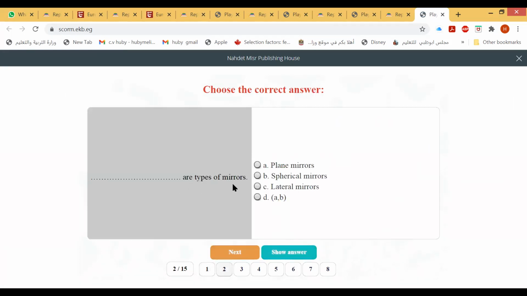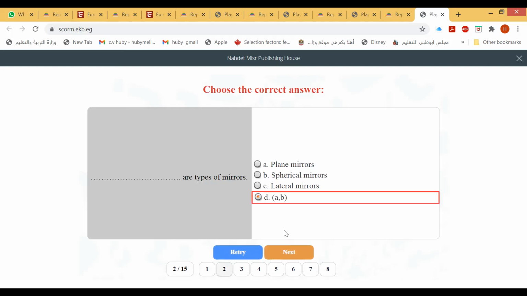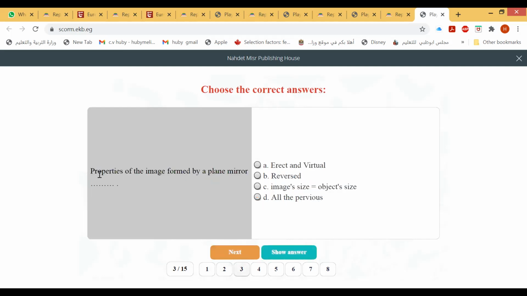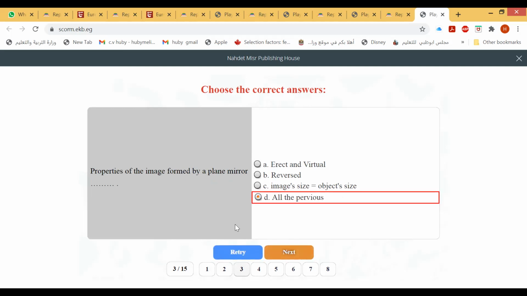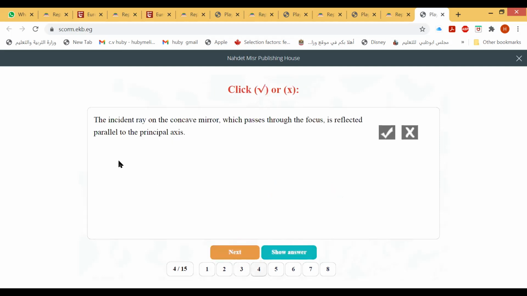What are types of mirror? Plane, spherical, lateral, A and B, طبعاً A and B, plane and spherical. Properties of image formed of a plane mirror: erect and virtual, reversed images, size equal object size, all the previous, taban, all the previous. This is a plane mirror.